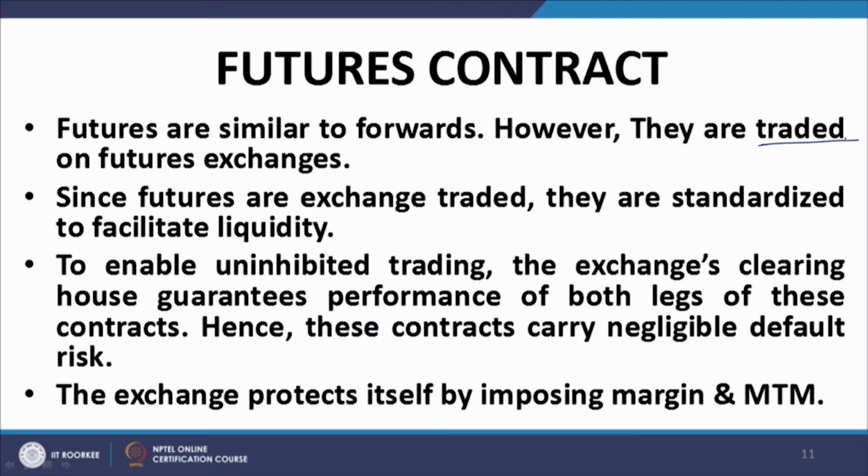So, the clearinghouse guarantees the performance, and that removes the aspect of default risk from the contract and facilitates the uninhibited trading of such contracts on the exchange. So, to enable trading, the exchange's clearinghouse guarantees performance of both legs of these contracts, hence these contracts carry negligible default risk. The exchange protects itself by imposing margins and marking to market.